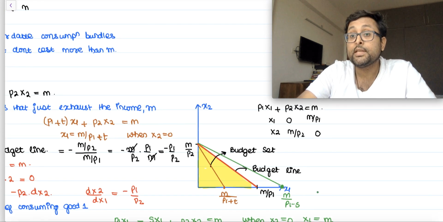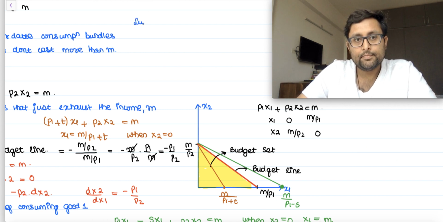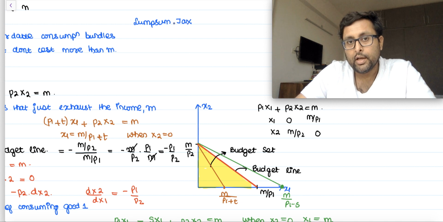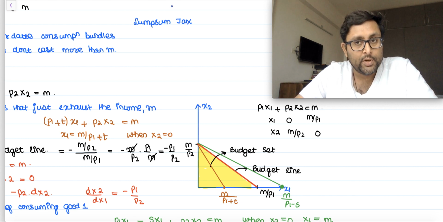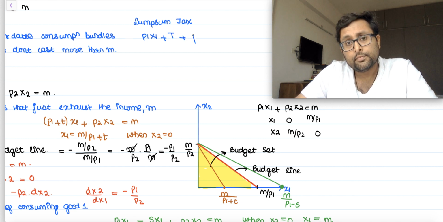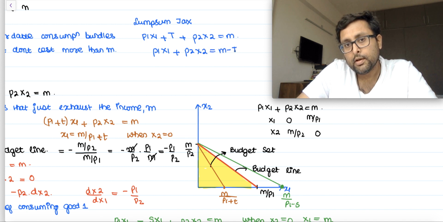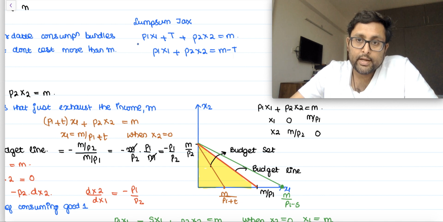There could also be the case of a lump sum tax or a lump sum subsidy. Let us say I have a lump sum tax. A lump sum tax is irrespective of the units which you are consuming. If you're consuming the good, you have to pay this tax. So it becomes P1 x1 plus the tax, plus P2 x2 equals M. You could also write this as P1 x1 plus P2 x2 equals M minus T. So the income has reduced by the amount of the tax.